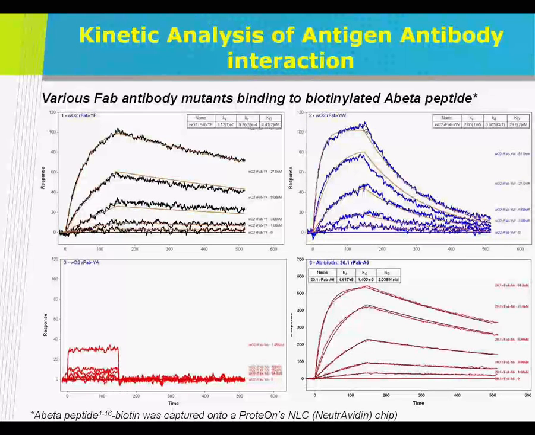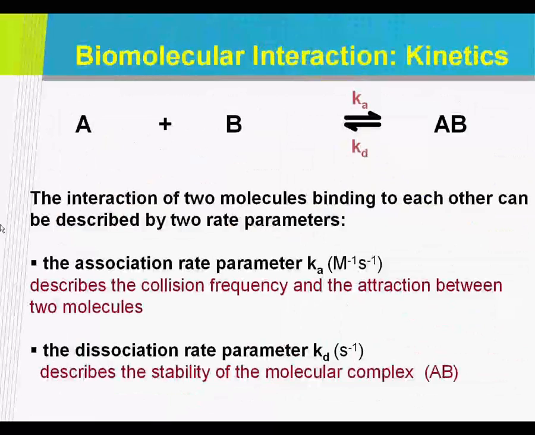I should mention something about the kinetics and how you can derive binding parameters using a kinetic approach. If you think of it that you've got a ligand and an analyte and they bind to each other to form a product AB, so A plus B giving you AB, it's controlled by two rate parameters: the association rate constant Ka and the dissociation rate constant Kd. The association rate parameter describes the collision frequency and the attraction between the two molecules, whereas the dissociation rate parameter tells you something about the stability of the complex AB.